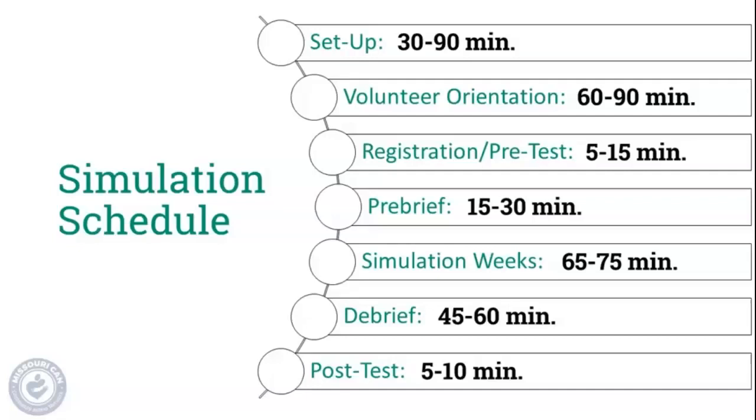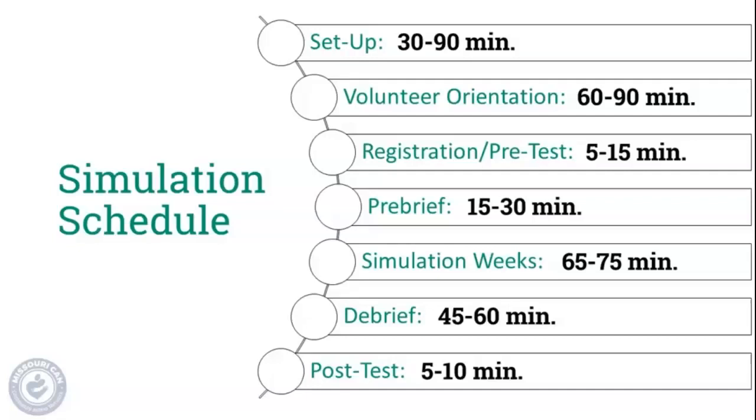But if you have brand new volunteers, you want to make sure that you walk them through a good orientation process so they are fully prepared to participate in the simulation as your community resource stations. Registration can take anywhere between 5 to 15 minutes. You also want to include some time in there for them to fill out a pretest or the pre-assessment.